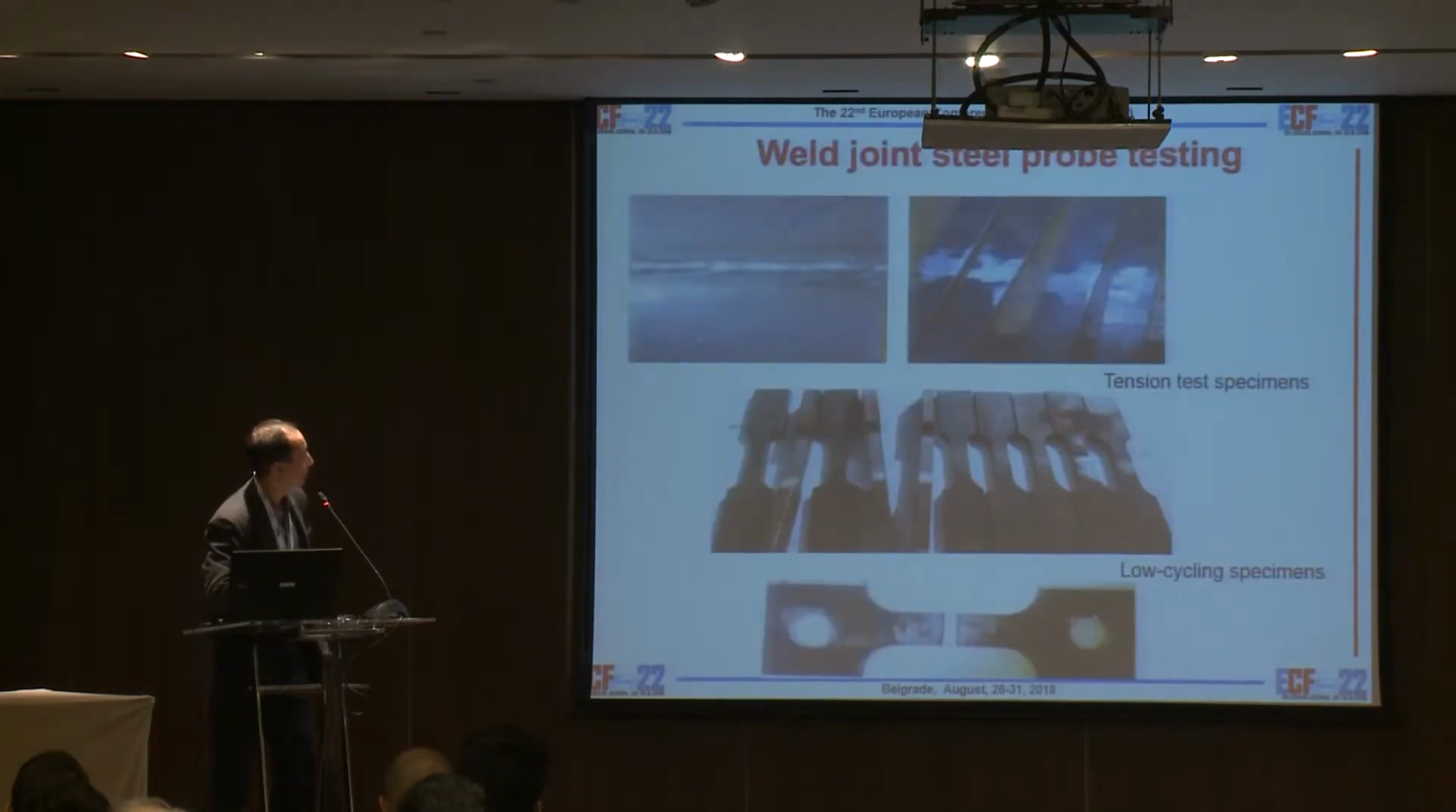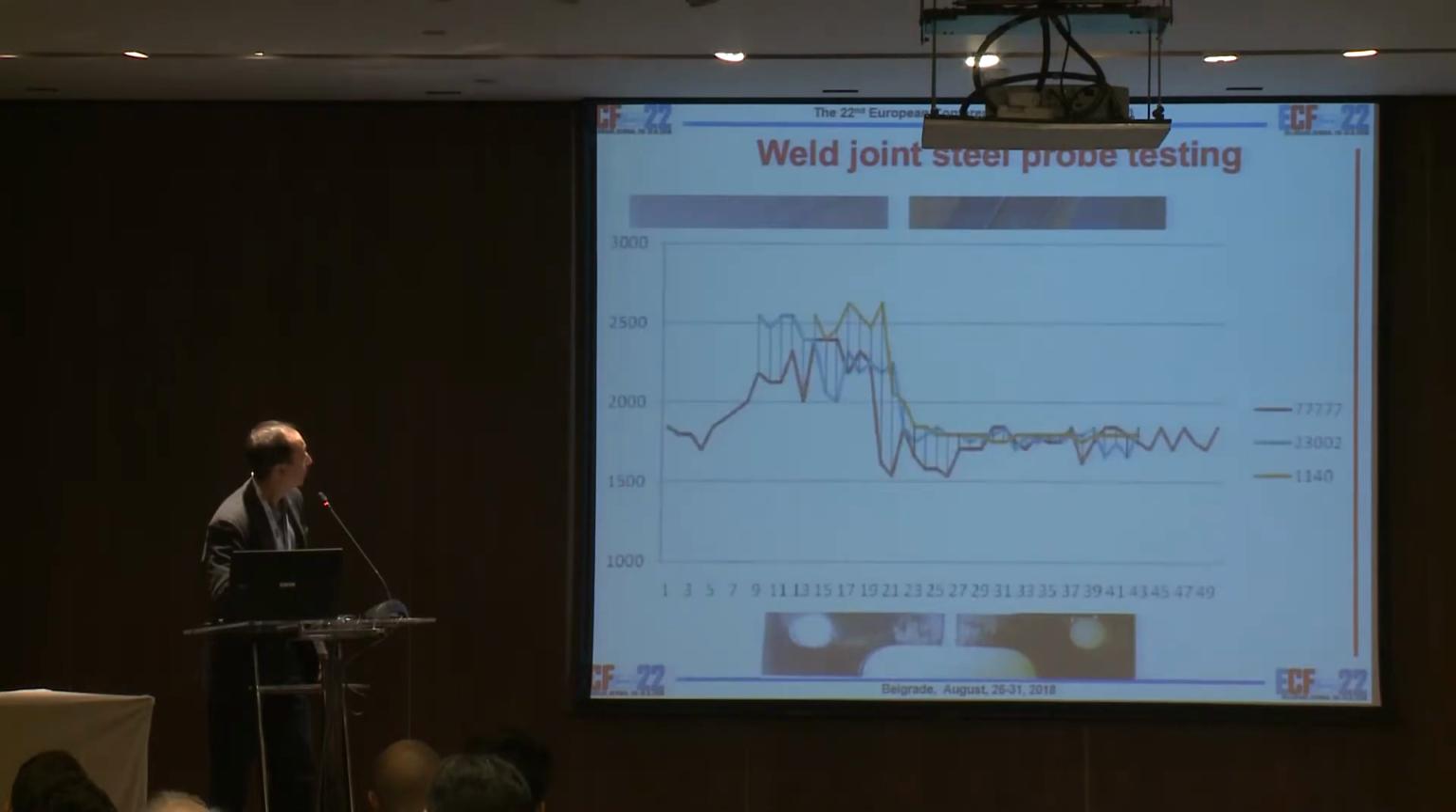For the weld joint, it's just a tension test, low cycle test specimen. It's like this. It's originally arc welding. It's a microstructure, microhardness distribution.